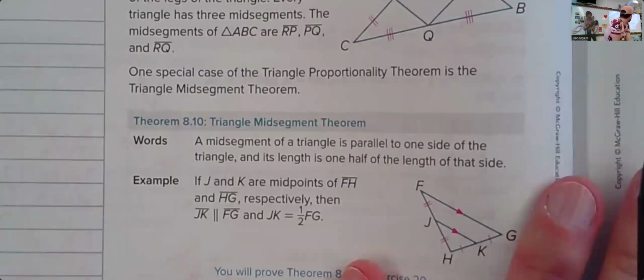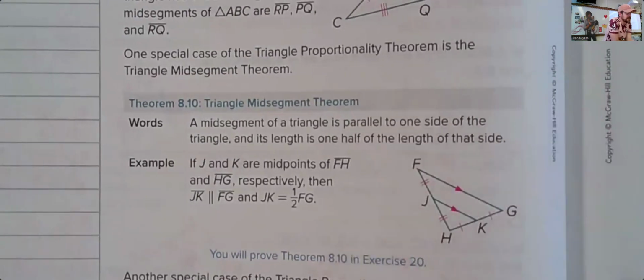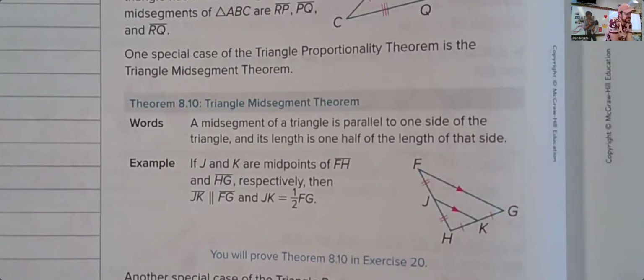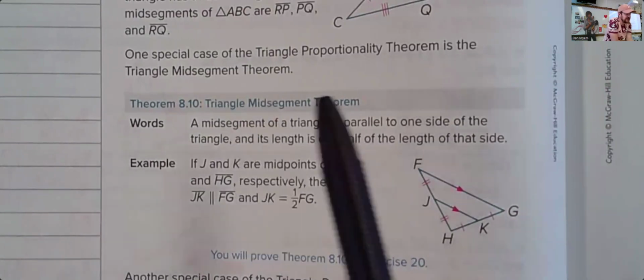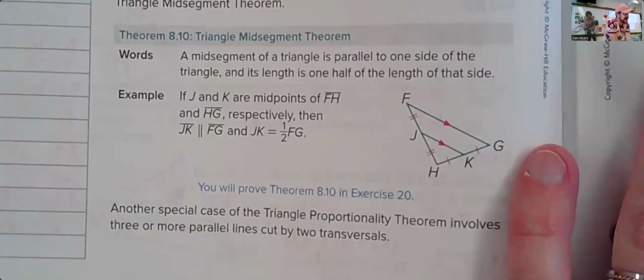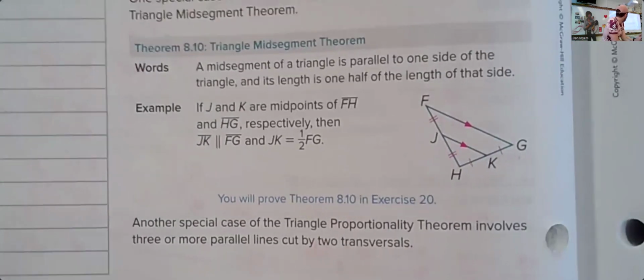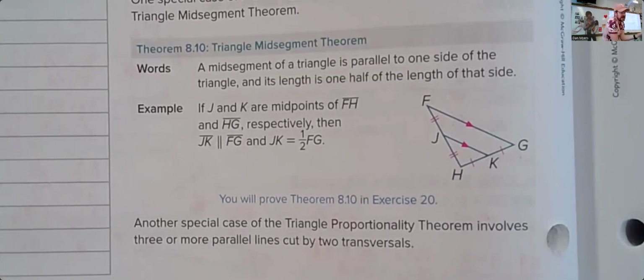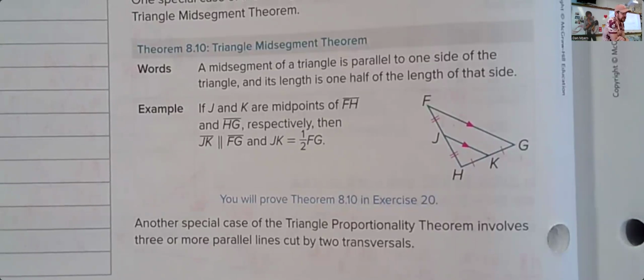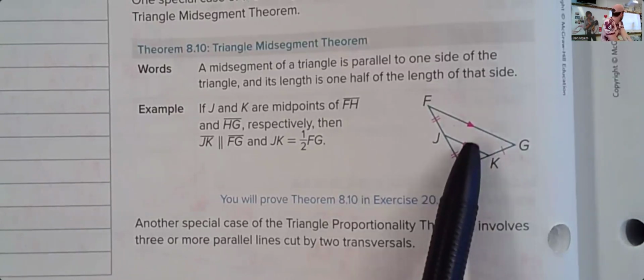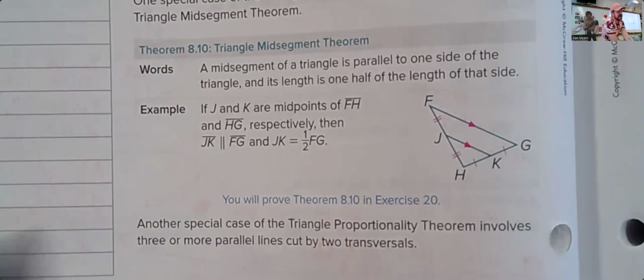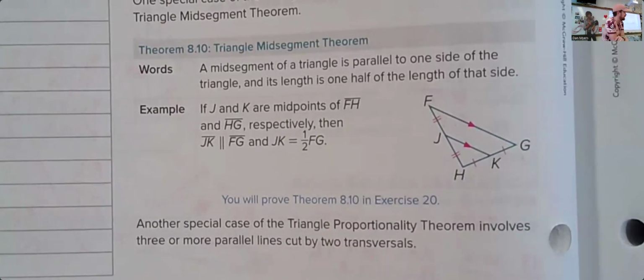One special case of the proportionality theorem is the triangle mid-segment theorem. It says that a mid-segment of a triangle is parallel to one side of the triangle, and this is what we saw in the warm-up. Its length is half the length of the side that it does not intersect with. For example, here, JK is equal to half the length of GF, or GF is twice the length of JK. You could think of it either way. Any questions about that?